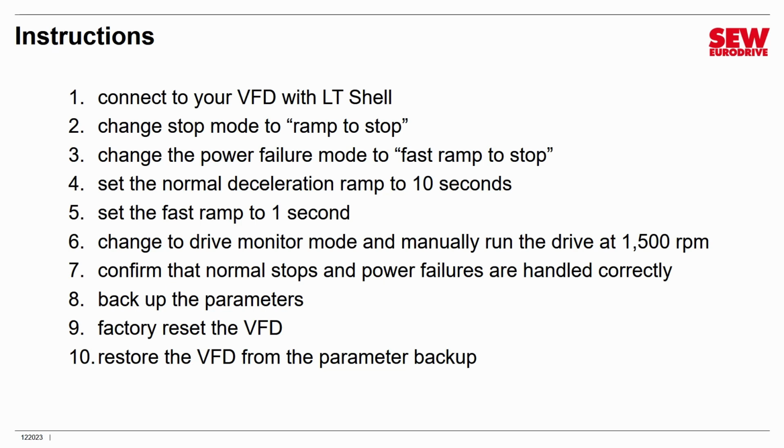And then change into drive monitor mode to activate the real-time monitoring and run the drive in manual mode at 1500 RPM. I picked 1500 RPM because on a 4-pole motor, that means those ramp times are going to be the actual time the ramps take. In other words, normal deceleration will be 10 seconds, coming down from 1500 RPM to 0, and the fast ramp will be 1 second. Now, of course, if you don't have a 4-pole motor, things will be different, but I'm assuming you do, and that's what I have on my demo unit.